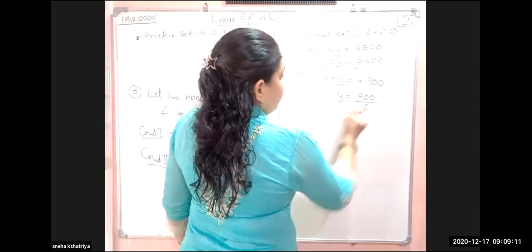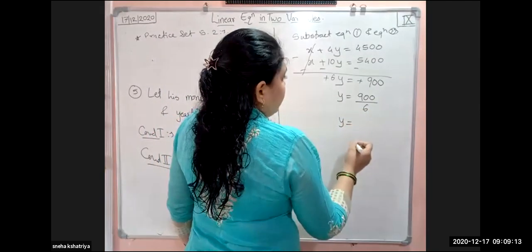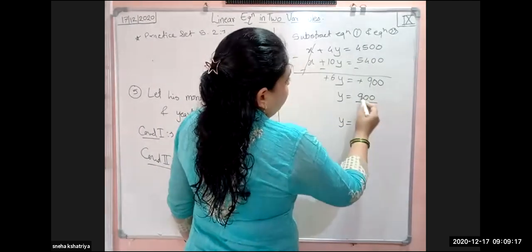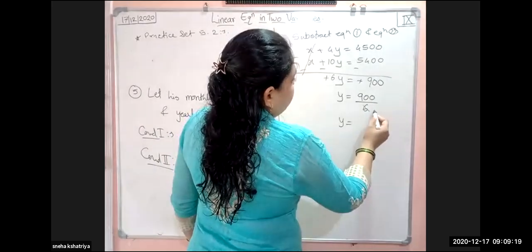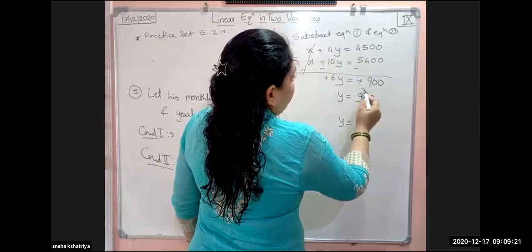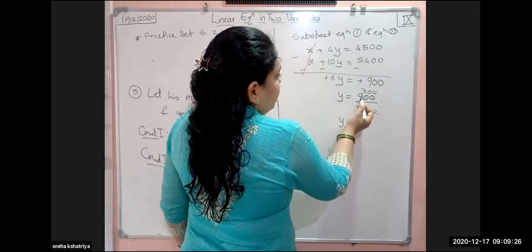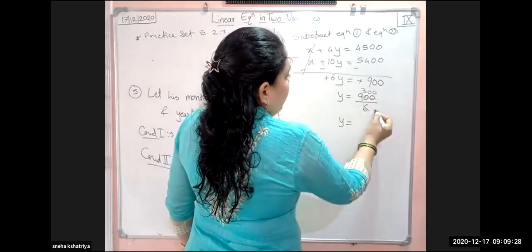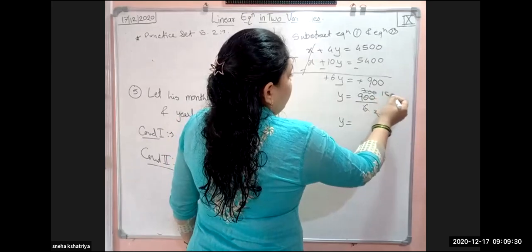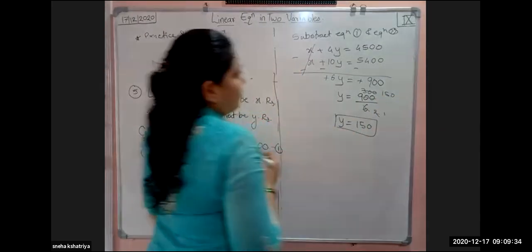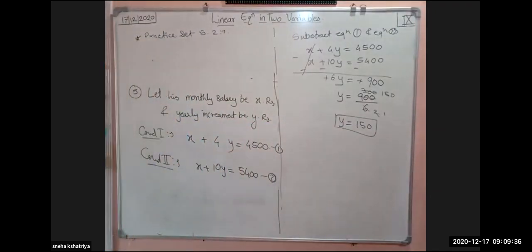So reduce here, y is equal to 900 divided by 6. If first we reduce it by 3, it will become 2. This will become 300. 3 2s are 6. 3 3s are 9. 300. And now 2 1s are 2, 150. So y is equal to 150. You get the value of y as 150. Put it in any one equation, and you will get the next.